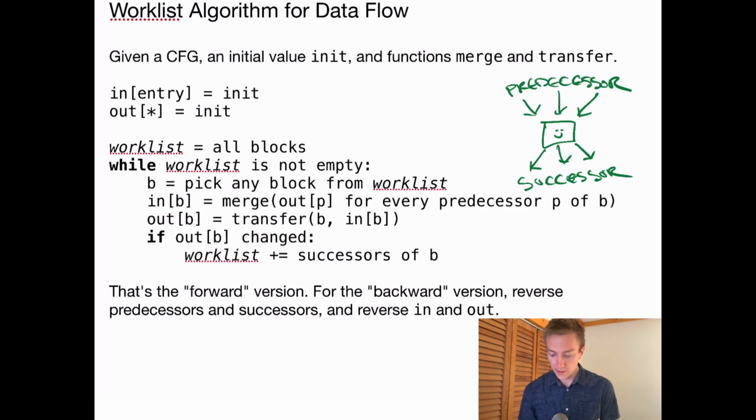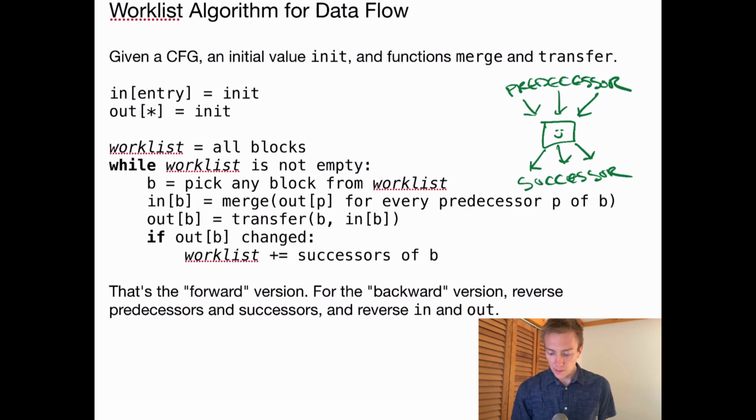Then, finally, all we need to do is maintain the work list. And this just says that if we changed anything about out B, that is, if that update set a new value for out B that wasn't the old value of out B, we just have to tell the algorithm that we now need to pay attention to the successors again. That is, those successors are going to have to look at our output value to compute their input value again.